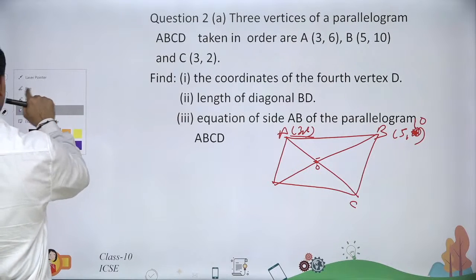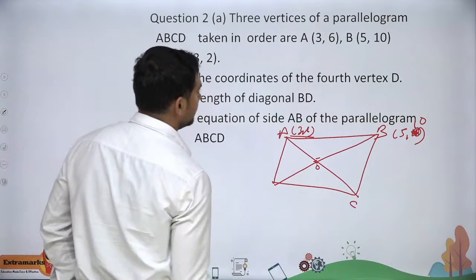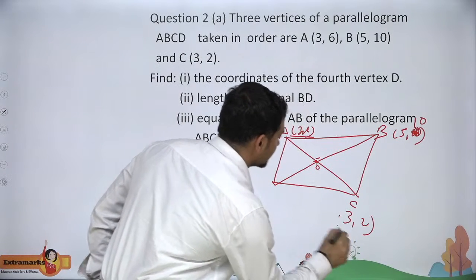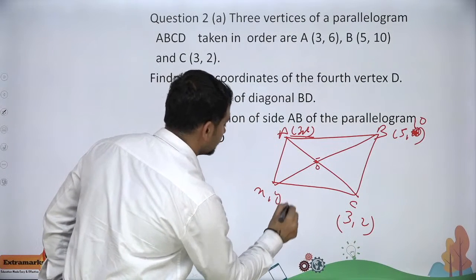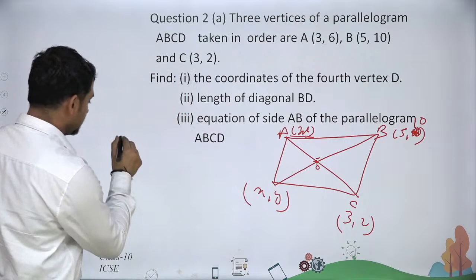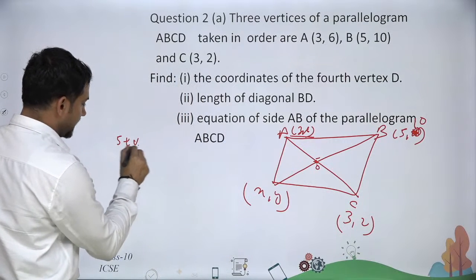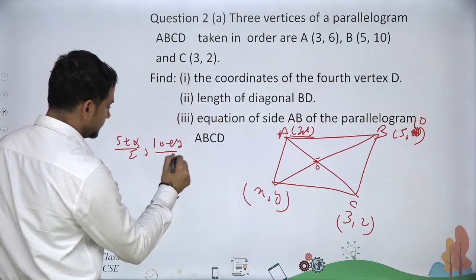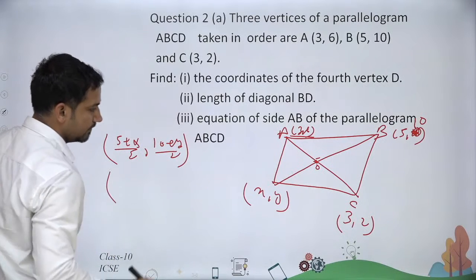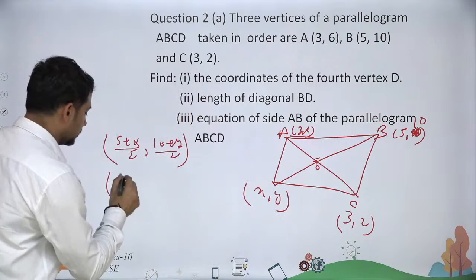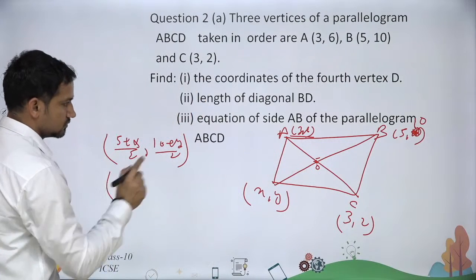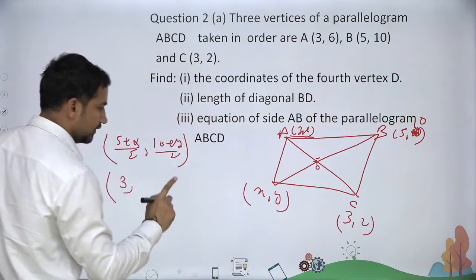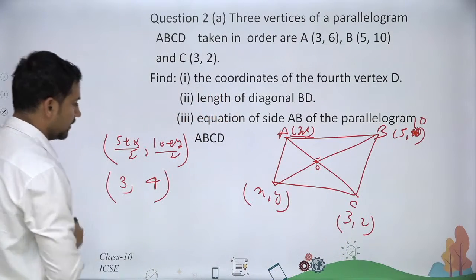See, A, B and C. C point is (3, 2) and this point is (x, y). Then (5 plus x) by 2 is equal to (10 plus y) by 2, yes or no? Similarly, (3 plus 3), 6 divided by 2 is equal to 3, and (6 plus 2), 8 divided by 2 is equal to 4. So these two points are equal.